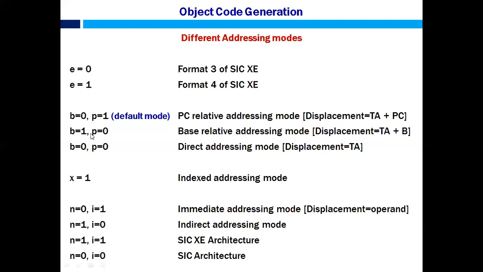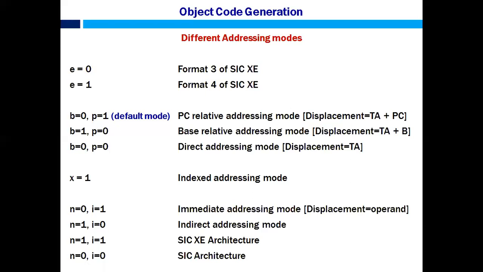Then we come to the combination of b and p. b stands for base addressing, and p stands for program counter relative addressing. Everybody will relate 0 or 1 to false or true respectively. So b equal to 0 means base relative addressing mode is not there. With b equal to 0 and p equal to 1, it is PC relative addressing mode, that is, program counter relative addressing mode.